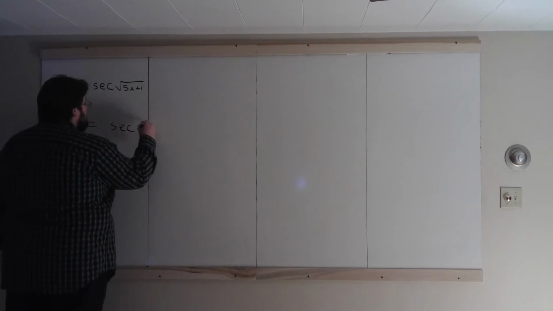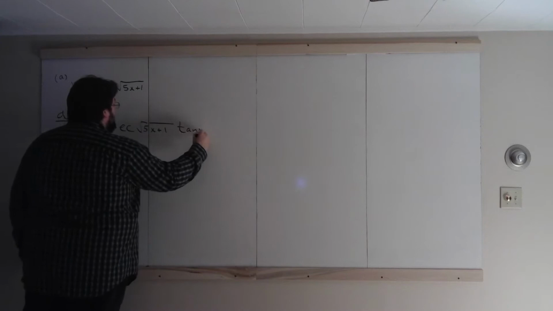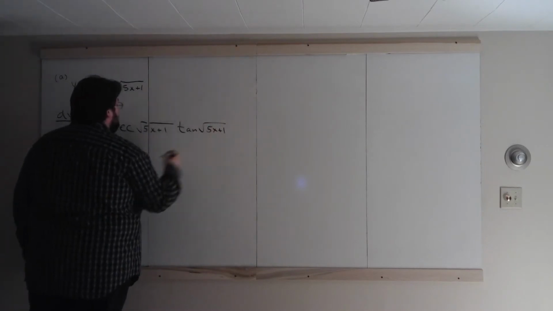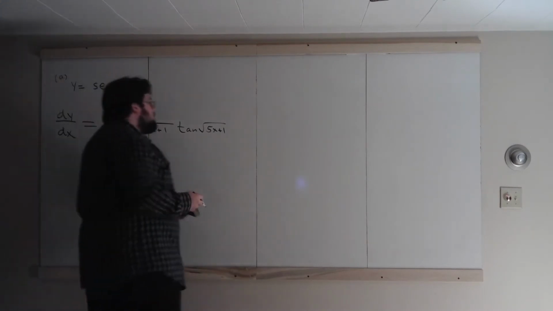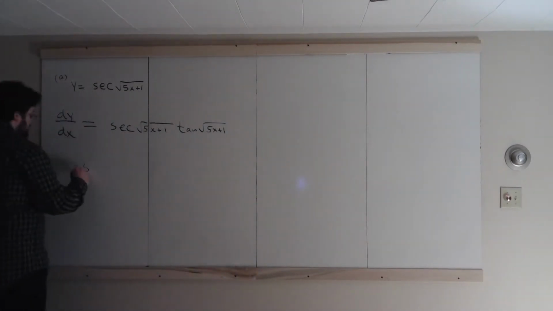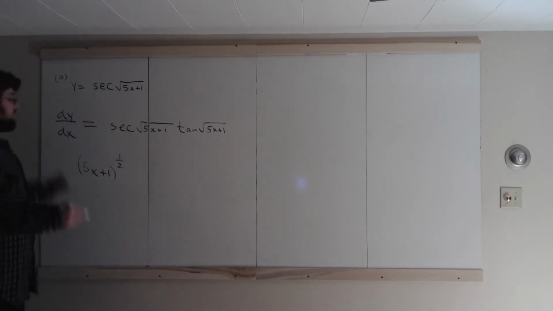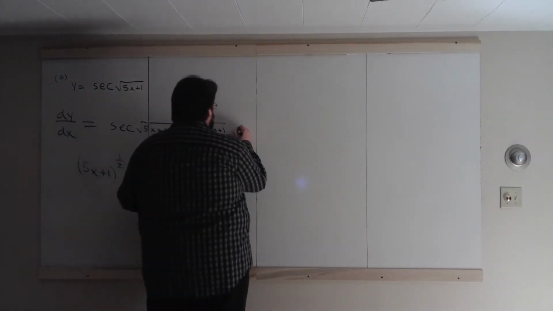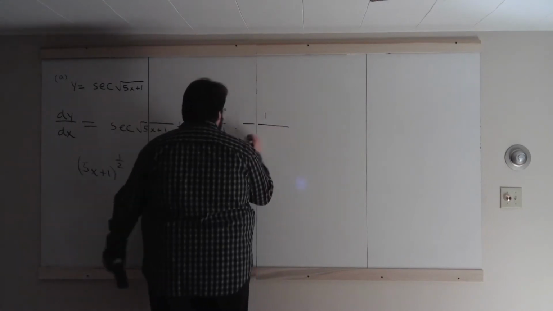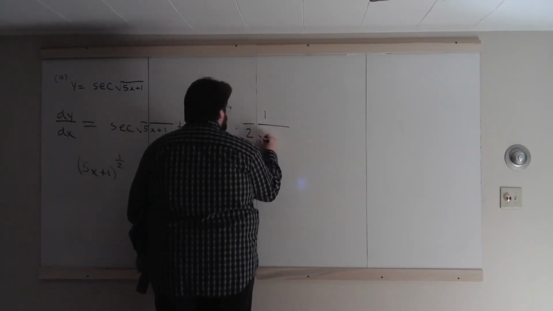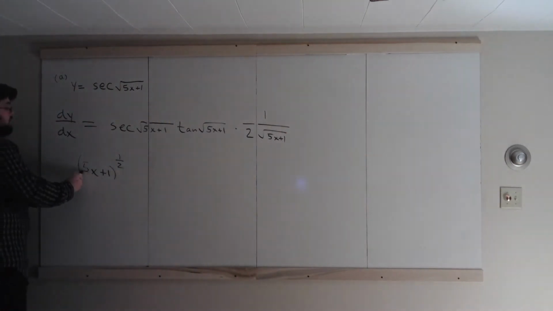So we have secant of root 5x plus 1, tangent of root 5x plus 1, but then we need to multiply by the derivative of root 5x plus 1. So we have 5x plus 1 to the half. The derivative of that is half 5x plus 1 to the negative half, so I'll say times 1 over 2 root 5x plus 1. But then again, we have to multiply by the derivative of this inside.